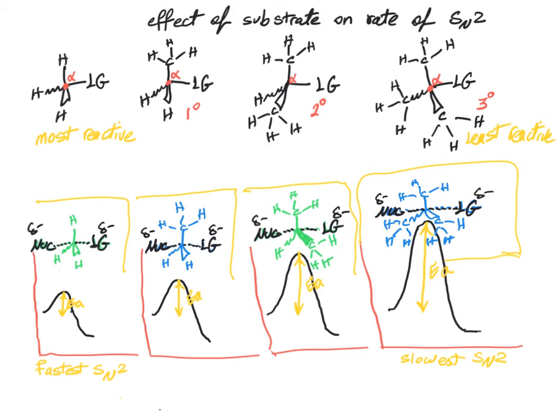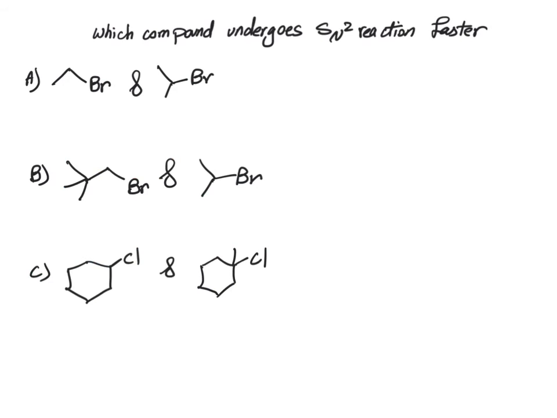Order of reactivity of substrates in SN2 reaction. Methyl substrates are the fastest, then primary, then secondary, and tertiary is the slowest one. In each pair, identify the compound that undergoes SN2 reaction faster.